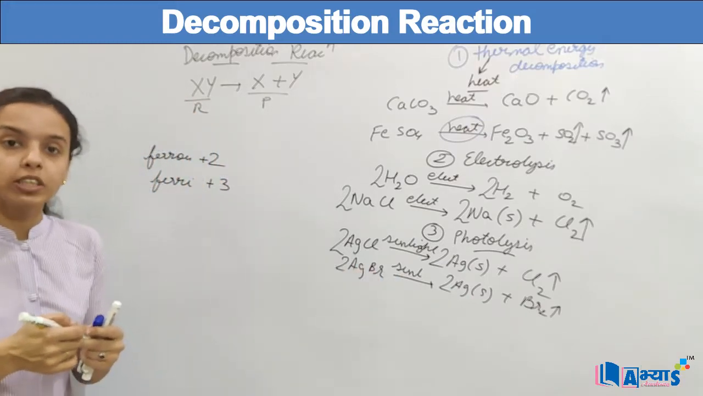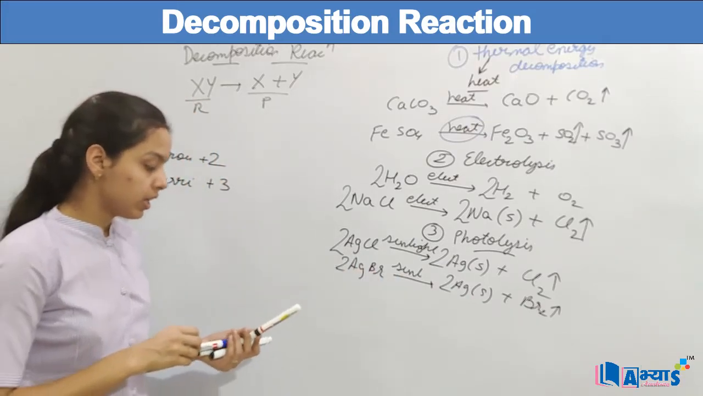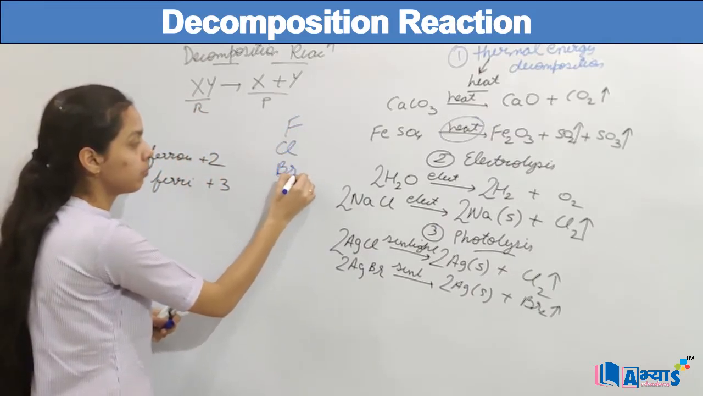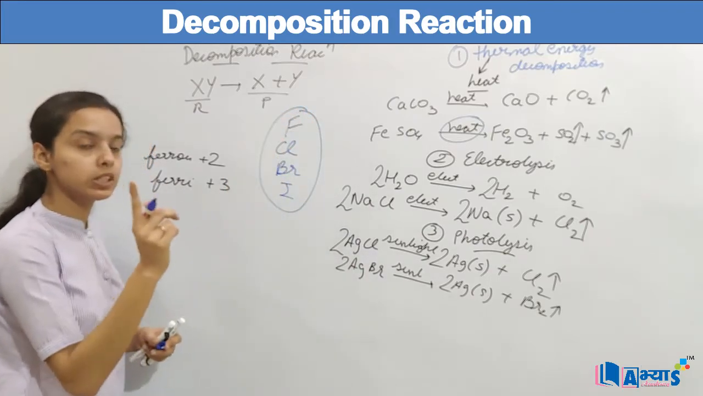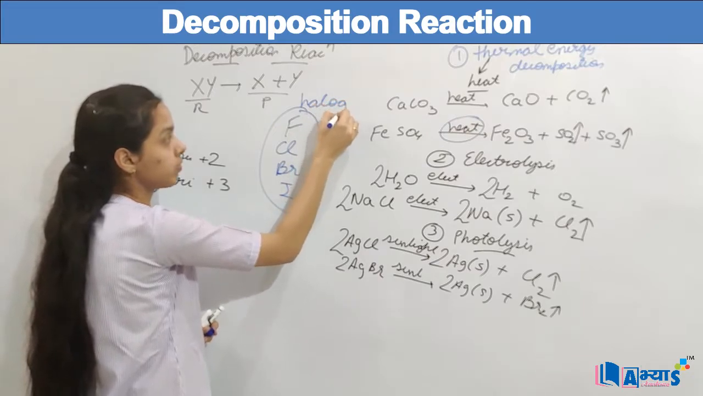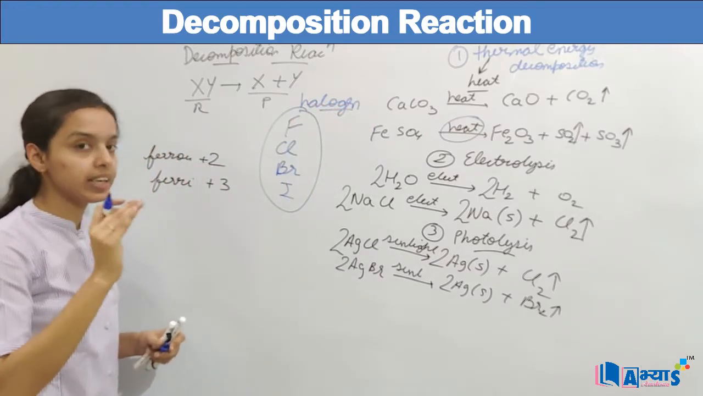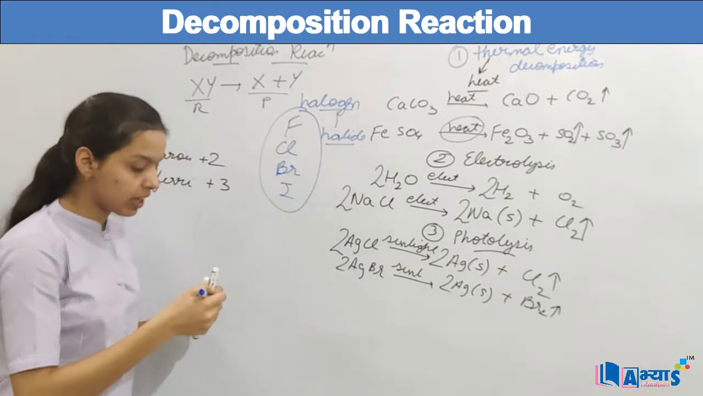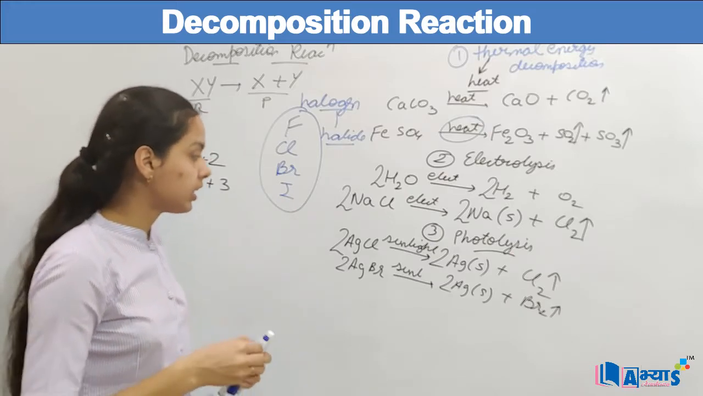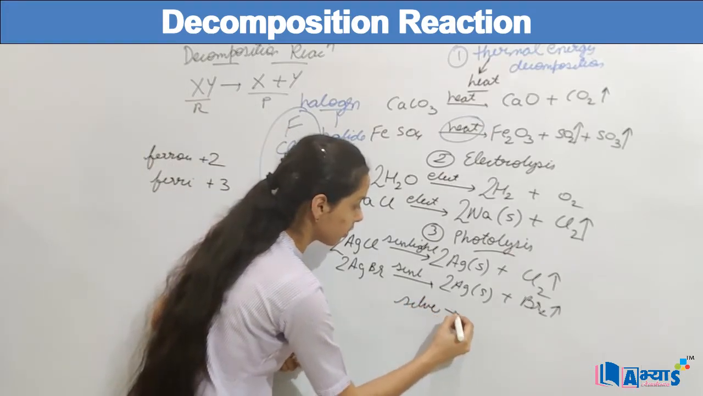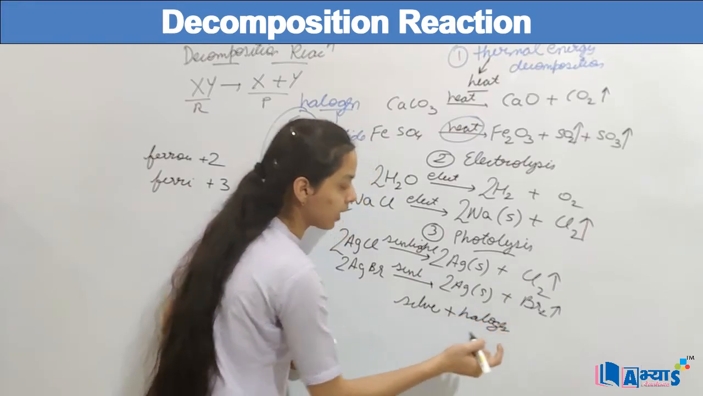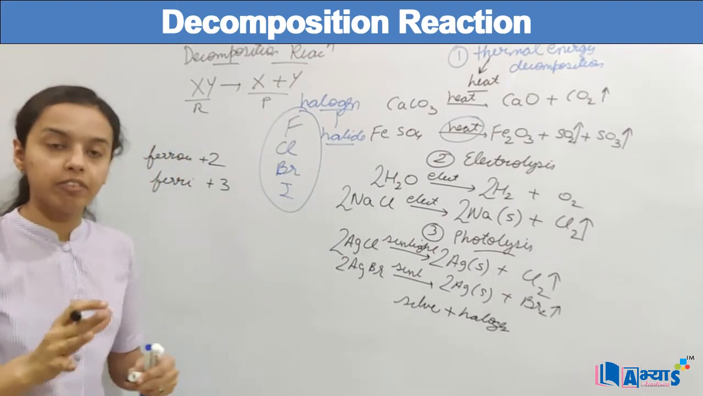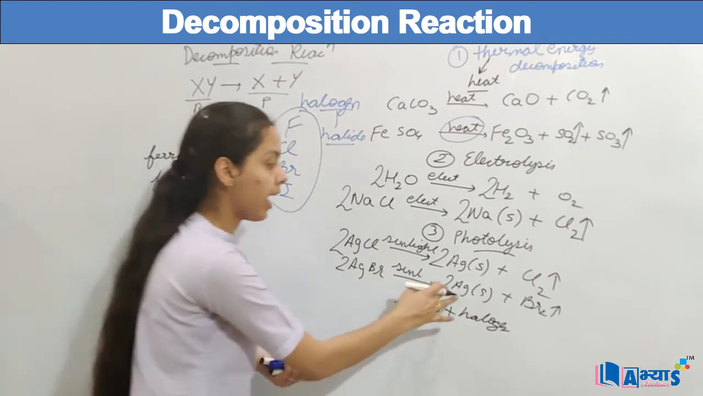Again, this is balanced. You must always know that the group of fluorine, chlorine, bromine and iodine is known as halogens. And when these halogens react with any other compound, they become halides. So whenever there is a reaction of silver with a halogen, that means silver with fluorine, chlorine, bromine or iodine, any of these four, it will result in the formation of silver and a halogen gas.